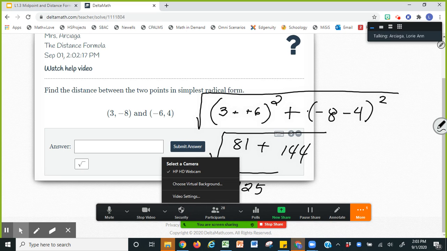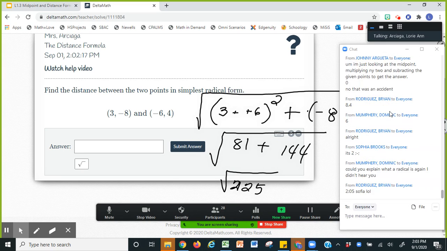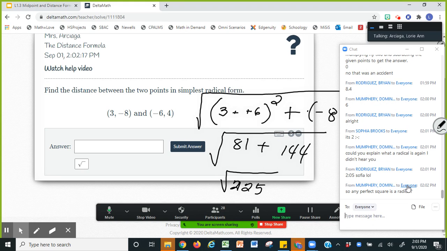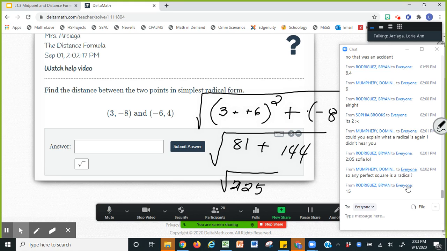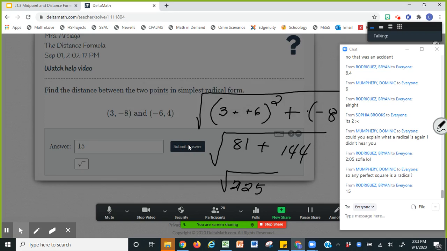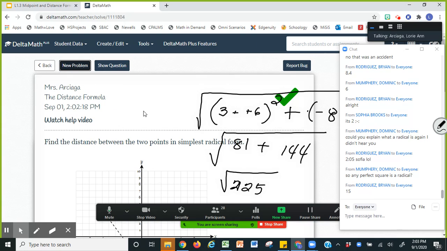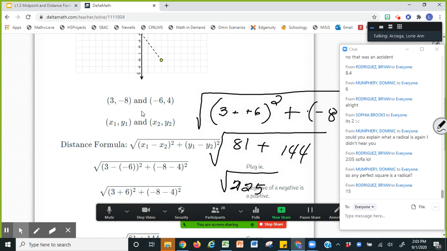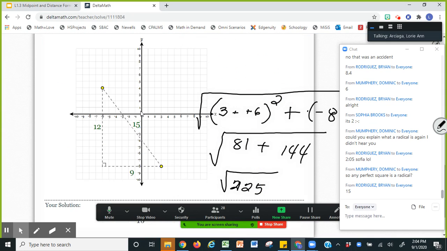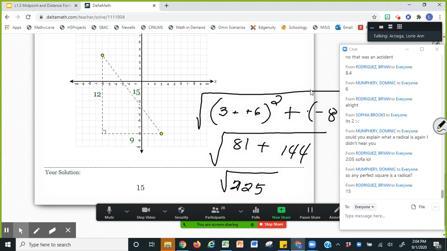So any perfect square. Yes, honey. Any perfect square has a square root and it can be taken out of the radical sign. Yes, Brian, it's 15 because 15 times 15 is 225. So let's type that in and see. Yay! And we got 15 as an answer. There you go. It kind of shows you how to work it out as well. And there are some videos as well.